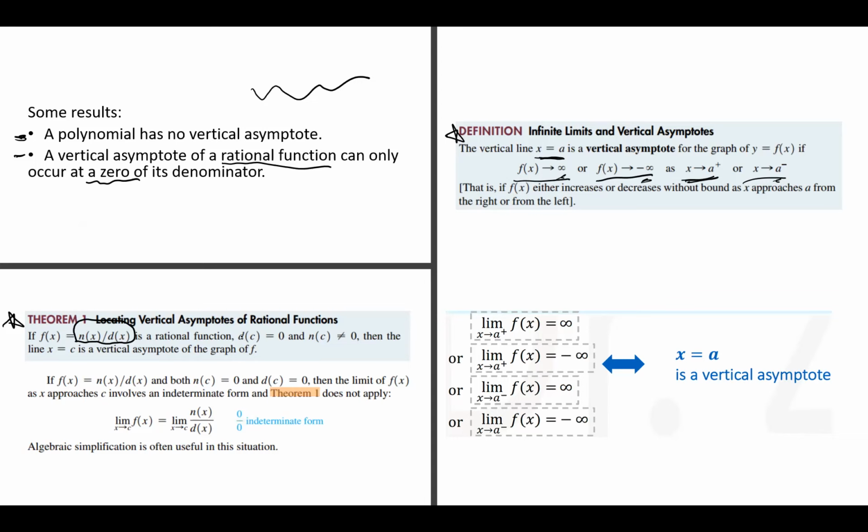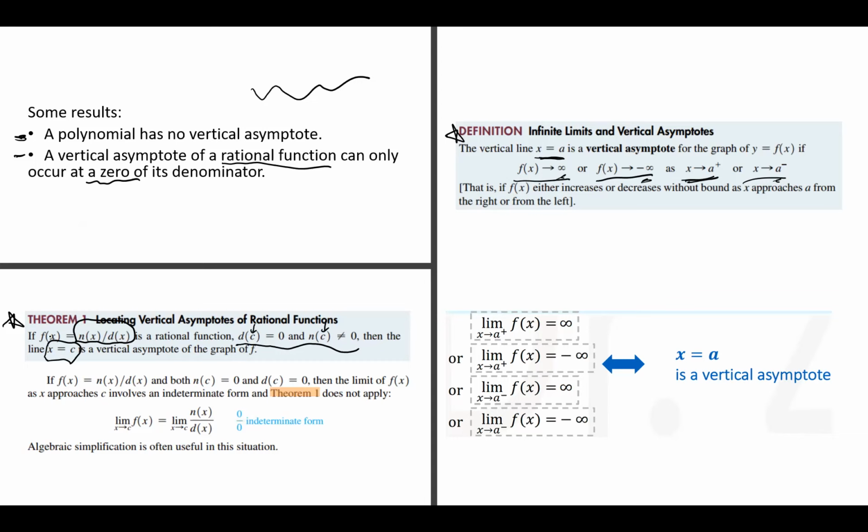If we have this case where the denominator function is 0 at a particular value c, and also the numerator function is not 0, then that's an obvious sign that we can say x equals c is a vertical asymptote for this graph. So this basically gives us a tool to find the vertical asymptotes of a rational function.